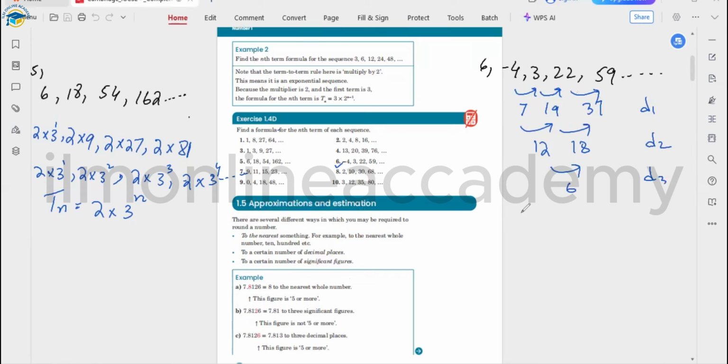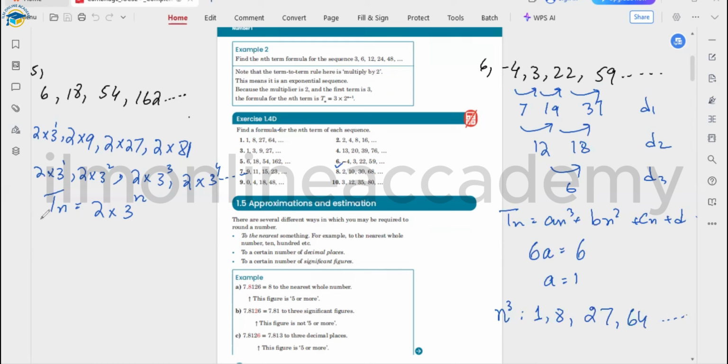So according to Tn equals an cube plus bn square plus cn plus d, first we need to find out a. For finding out a, we write 6a equals the last term of the sequence, so a will be equal to 1. So according to n cube, again, you are going to make a sequence. This will be 1 cube is 1, 2 cube will be 8, 3 cube is 27, 4 cube is basically 64, and so on. So here we got the sequence.